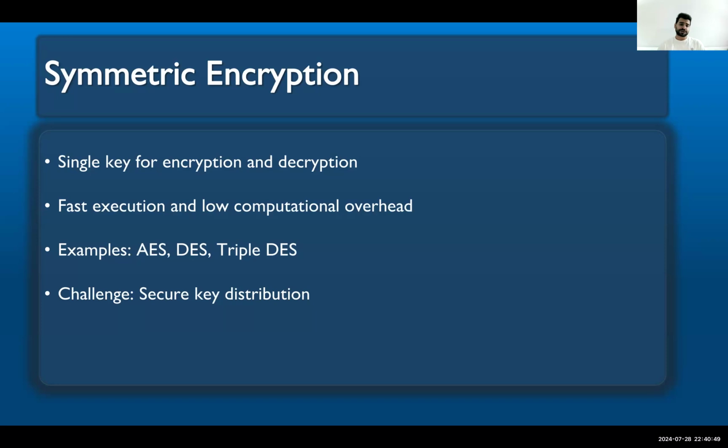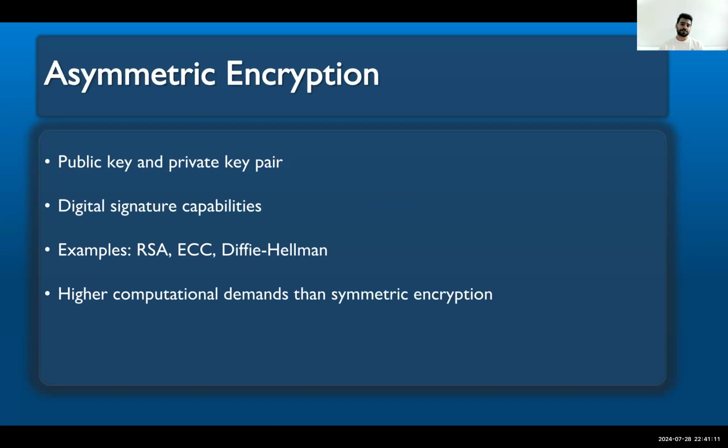Okay, for the symmetric encryption, as I said, only a single key would be implemented for both encryption and decryption. They are relatively faster, but they are less secure. For example, AES, DES, or triple DES, RC2, RC6 are some examples of symmetric encryption. And for the asymmetric encryption, a public key and a private key are a pair of keys for encryption and decryption. They are more secure, but they demand higher computational overhead and may be more complex.